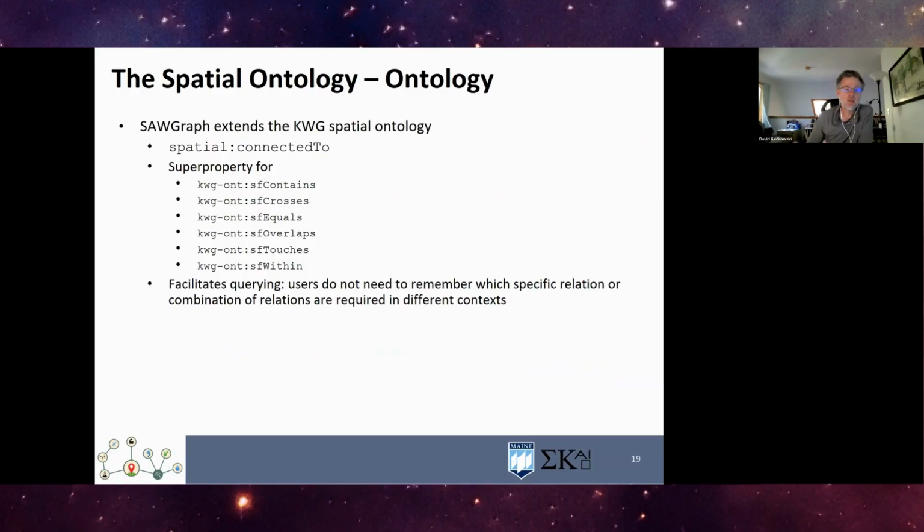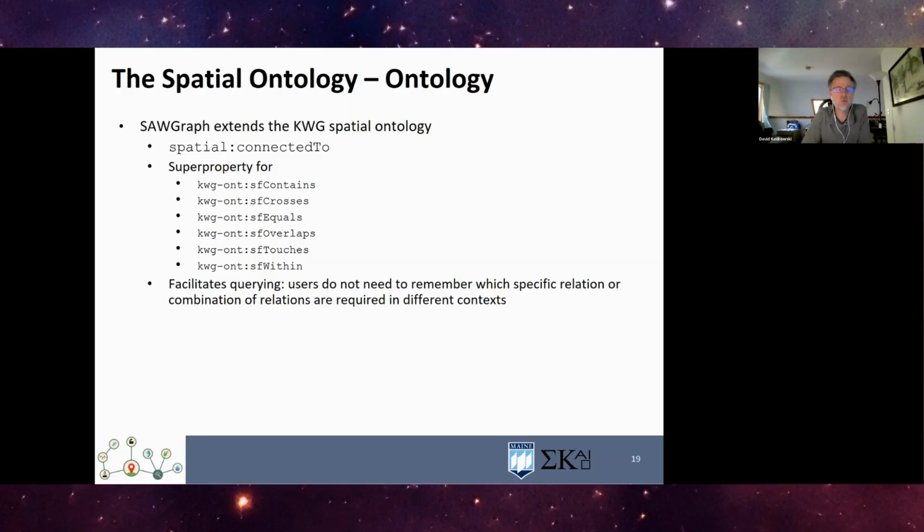So one other thing that I'd like to mention about the spatial ontology, I did mention that we extended the Nowhere Graph ontology a little bit. Here's another extension of that, actually. We've introduced a new relation called spatial connected to as part of a SAWGraph spatial ontology. And this is a super property for 6 different Nowhere Graph spatial relations: SF contains, crosses, equals, overlaps, touches, and within.